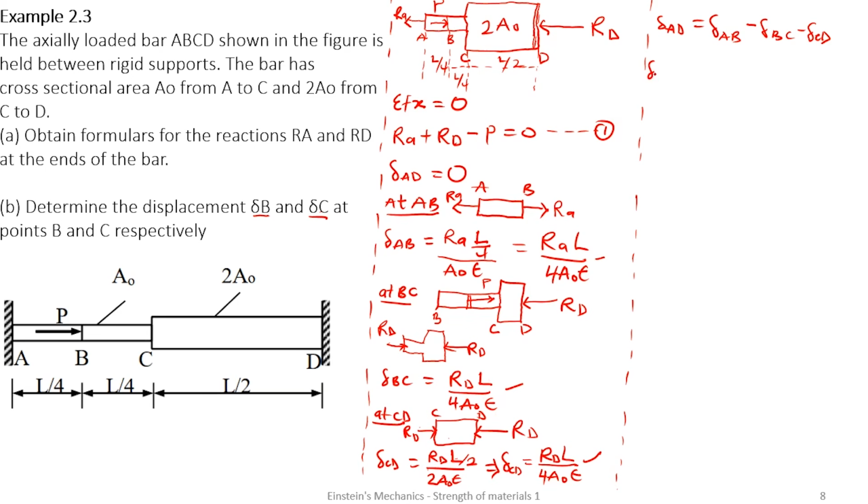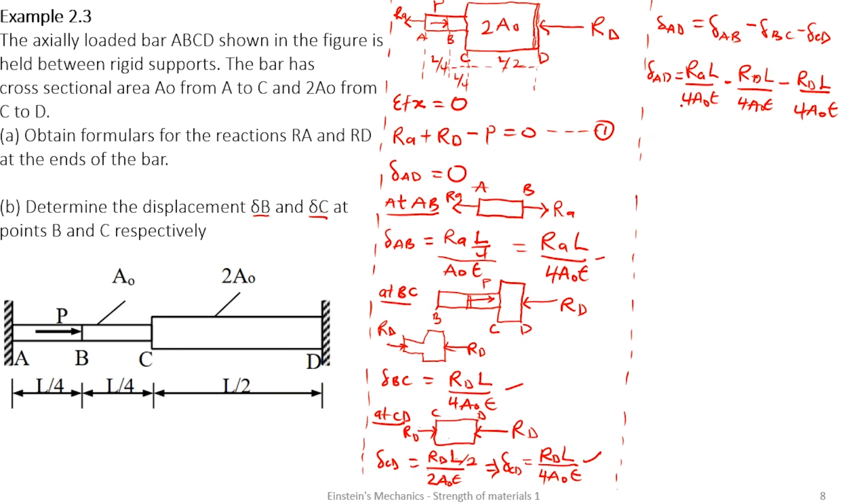So the total elongation from A to D is now going to give me, from A to B, RA L on 4A naught E, minus at BC was RD L on 4A naught E, and the last one is still compressive, RD L on 4A naught E. We are having this as our total elongation, and it's equal to 0. Very good, because at the end this is going to cancel out and it's going to be 0.